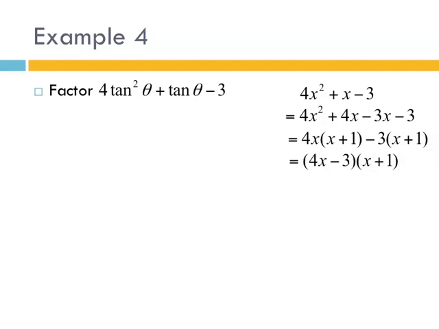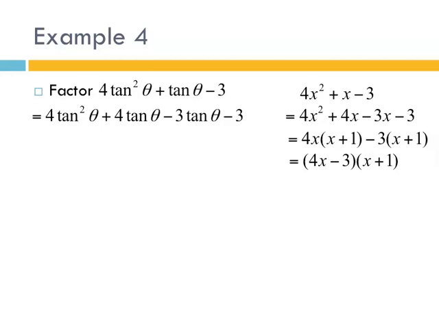Now you can do the same thing in the original form, or if you prefer to do it this way, you can just sub in for x and say that's equal to tangent theta. So if we did it in the original form, this would be 4 tan squared theta plus 4 tan theta minus 3 tan theta minus 3.